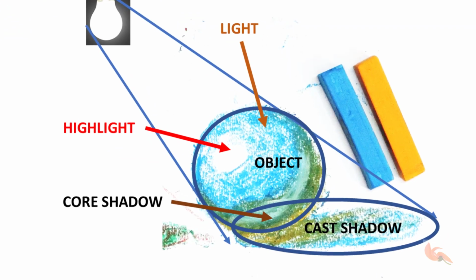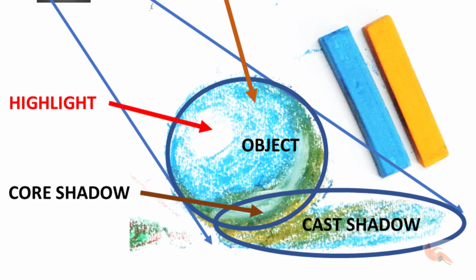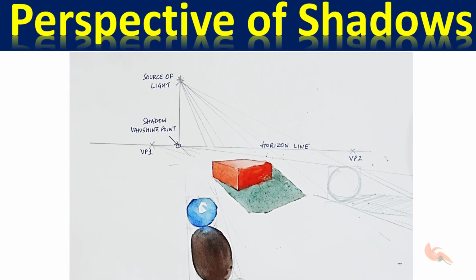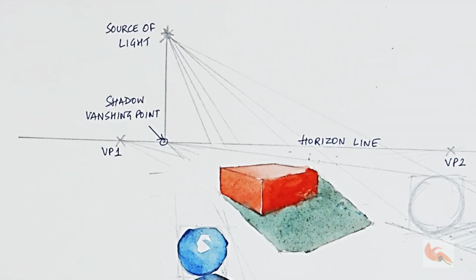Highlights are lighter where the light hits the surface and are placed in the opposite direction of a shadow on an object. Now let's see the perspective of the shadows.